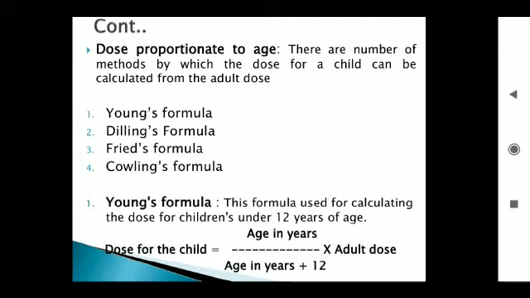Young's formula is the first formula used to calculate the doses for children based upon the age. This formula is most commonly used for children below 12 years of age. The formula is: dose for the child is equal to age in years divided by age in years plus 12, into adult dose. In this equation, age is mentioned in years and the average adult dose is taken.